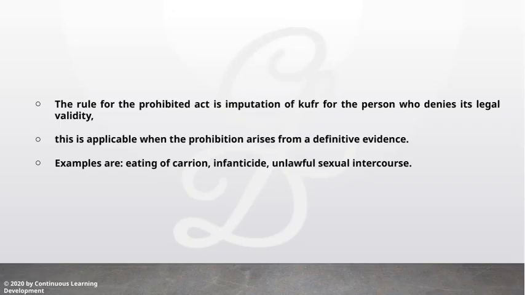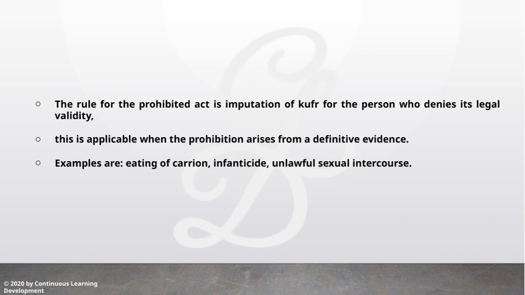The rule for the prohibited act is quite specific. It involves the imputation of kufr, or disbelief, to the person who denies its legal validity. Essentially, if someone dismisses or rejects the established legal ruling of a prohibition, that act is considered problematic. However, this rule applies only when the prohibition comes from definitive evidence. In other words, when there's clear, conclusive proof backing the prohibition, the denial of that prohibition is seen as more serious. For example, there are certain acts that are universally recognized as prohibited based on solid evidence.